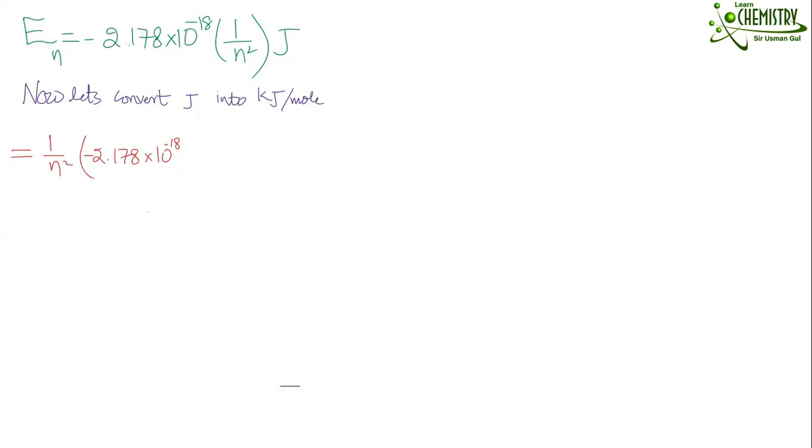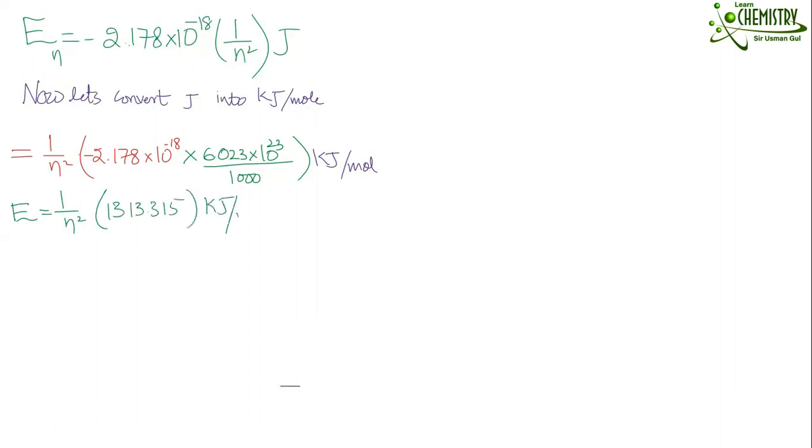So if I multiply this number by Avogadro's number, it will convert into per mole, and if I divide this value by 1000, it will totally convert into kilojoule per mole. So I just multiply by Avogadro's number and divide by 1000. After this calculation, the whole value will become kilojoule per mole. Now you can do this calculation with the help of a scientific calculator directly. So the value we will get is E equal to minus 1313.315 approximately, and the unit will be kilojoule per mole.